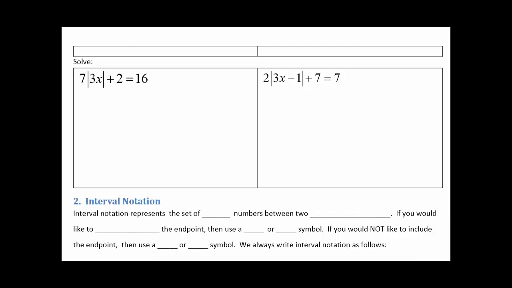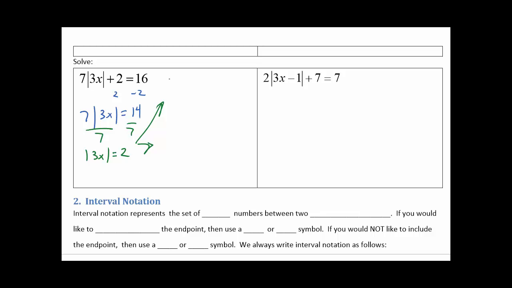So I'm going to subtract off the 2 for this one. So 7, absolute value of 3x equals 14. Then I want to divide by 7. So absolute value of 3x equals 2. Now 2 is positive, so I can break it up into two different equations. I'll go 3x equals 2 and 3x equals negative 2.